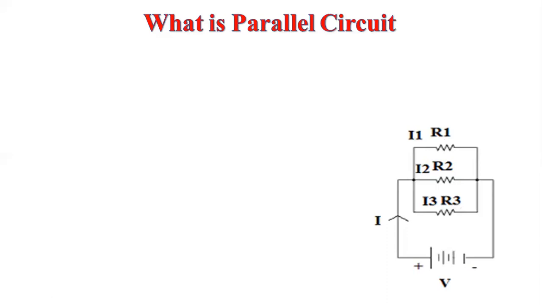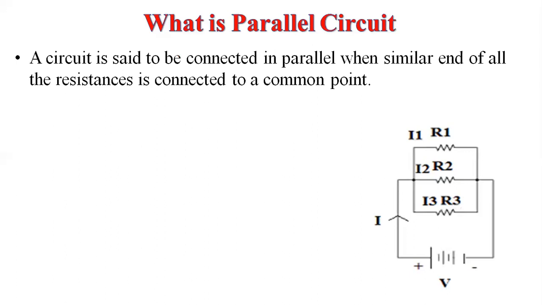Okay, so this is our parallel circuit and series circuit topic. If we want to define what a parallel circuit is, a circuit is said to be connected in parallel when similar ends, meaning the starting ends and the terminals, as you see in the diagram, are connected together. This is named a parallel circuit.